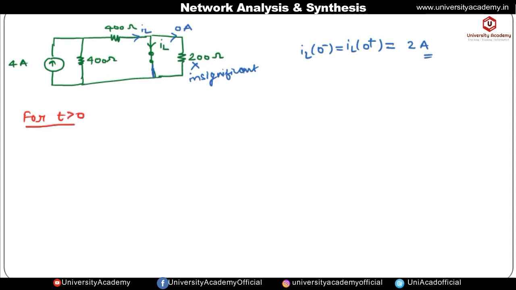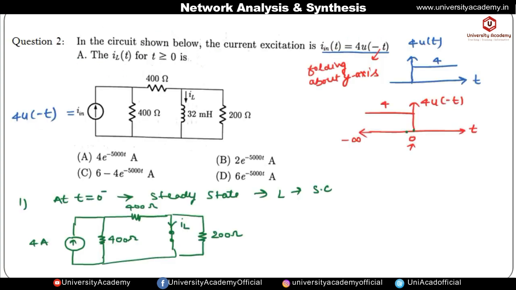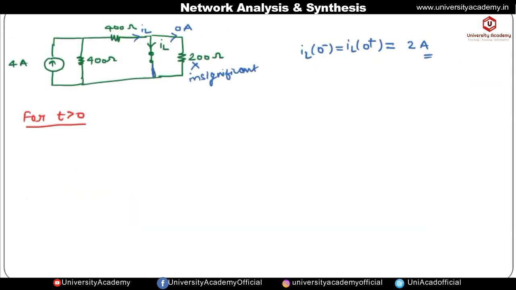Now for t greater than 0, the value of this current source will become 0. It means for t greater than 0 the input current source value is 0 ampere. If the current source value is 0, then it will be replaced by an open circuit. Let us draw the circuit. The current source will now become open, so we have 400 ohm, this is a 400 ohm resistance, and this is also 400 ohm.